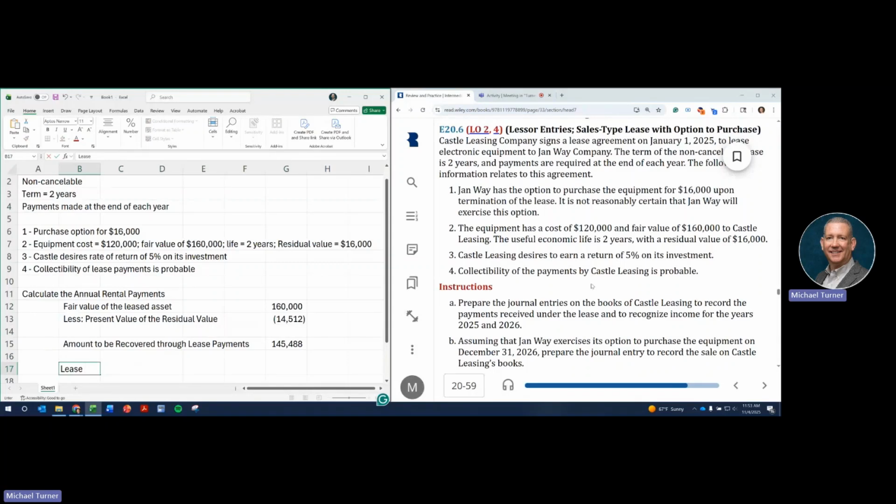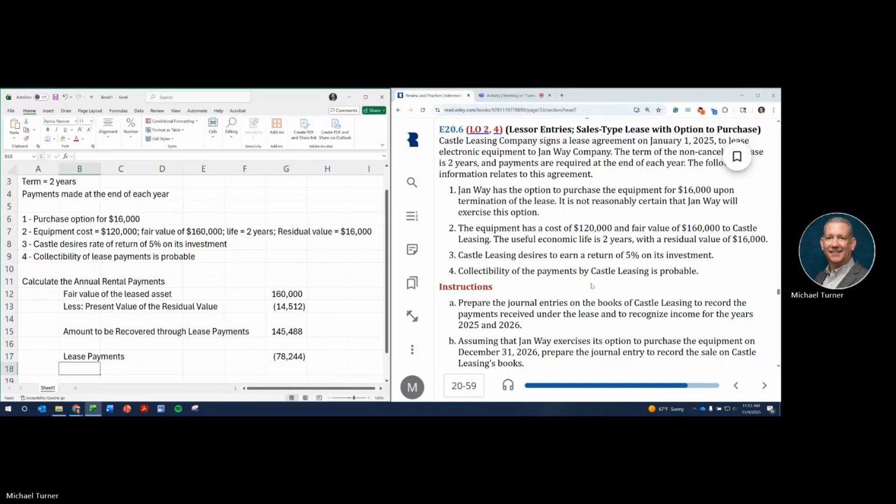We'll calculate this using the payment formula. All right, so we're going to have a payment. It's going to have a rate of 5% again. There are going to be 2 of them. And the amount we know is the amount to be recovered through the leases. And so that's going to be 145,488. So if we calculate that amount, it'll go into our formula we are shown. Let me change that to a positive number there.